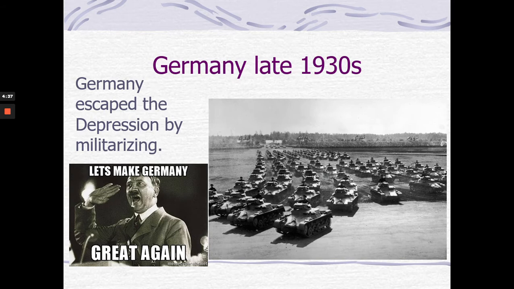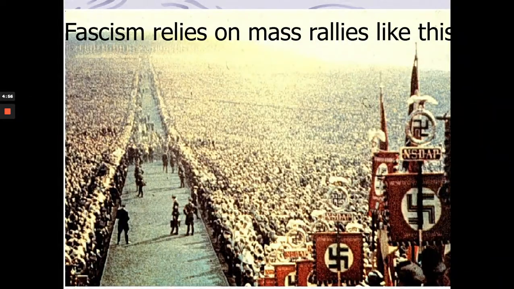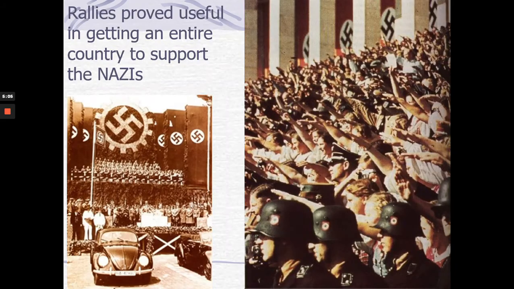Okay, how did Germany escape the Depression? By militarizing, by violating the Treaty of Versailles, by building tanks and guns and putting millions of men in the military, because you can't be unemployed if you're in the army. Fascism, which I don't really want to get into, but Germany relied on mass rallies such as this one. Okay? And rallies proved useful in getting an entire country to support the Nazis.